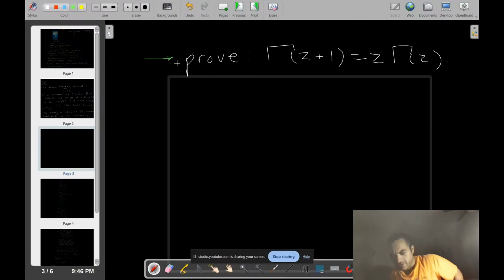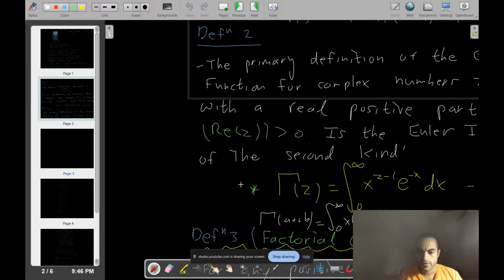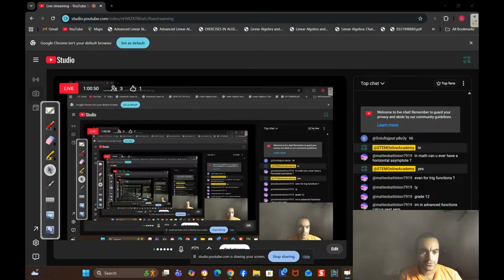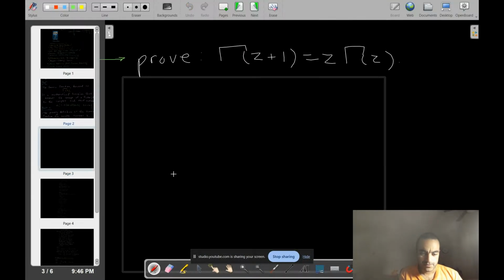So please let me know. Anyone have any ideas of how to approach this? You know what the definition of a gamma function is in terms of z, right? It's this guy over here. Anyone want to take a go? Okay, so I'm going to do it. Yes, it looks a little daunting, but we can get through it.